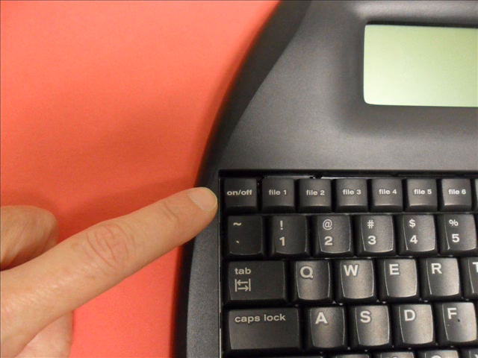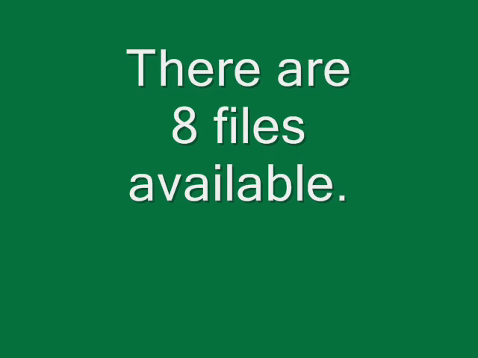Press the on-off button located at the top left of the keyboard. You'll see a message on the screen, and then the screen will be blank, except for the flashing cursor, which shows you where your typed text will appear. You may use one of 8 files or workspaces for writing. The Neo automatically saves your text in the file you are using.